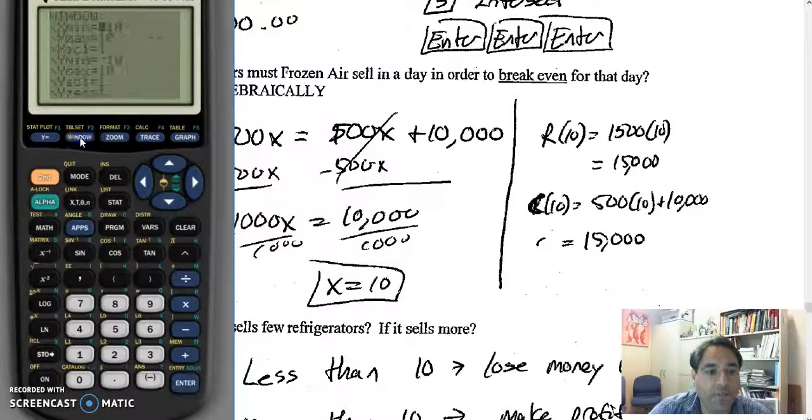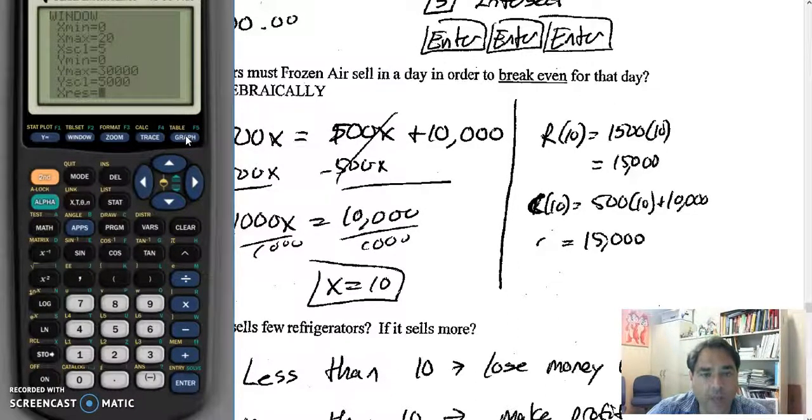So we go to window. Remember, we know that the x answer is 10, so let's say 0 to maybe 20 refrigerators, counting by fives. And then we know the money is 15,000, so let's say 0 to, let's say, 30,000, counting by 5,000. Now again, hopefully you've had some experience with the graphing calculator. If not, use the step-by-step notes to help you in the notes that I provided.